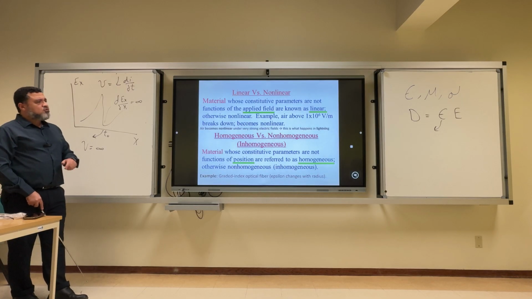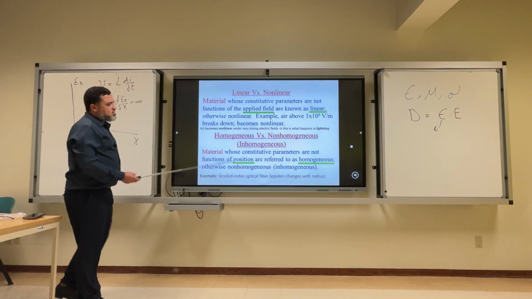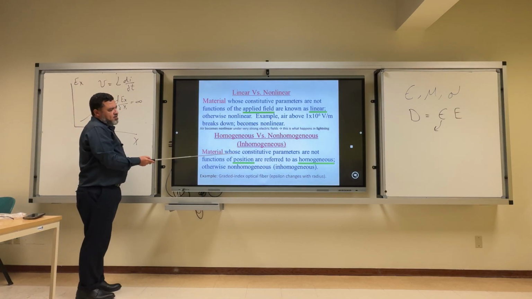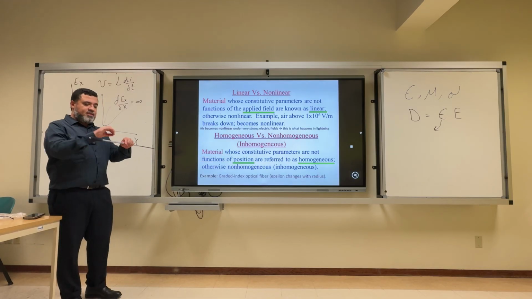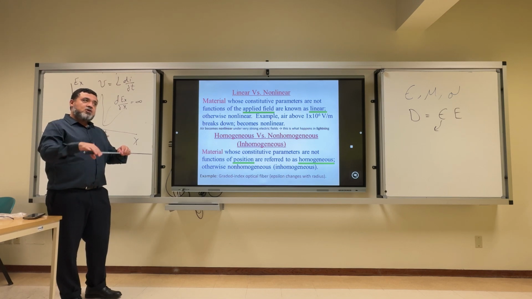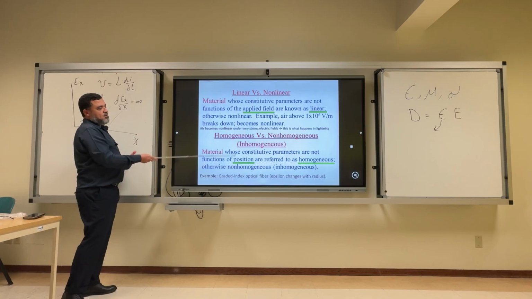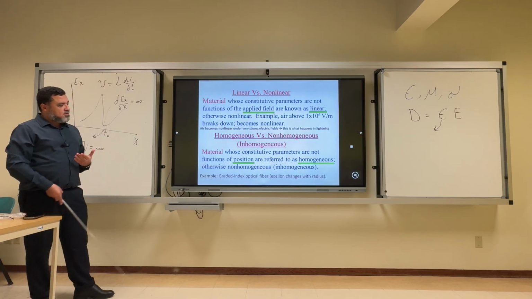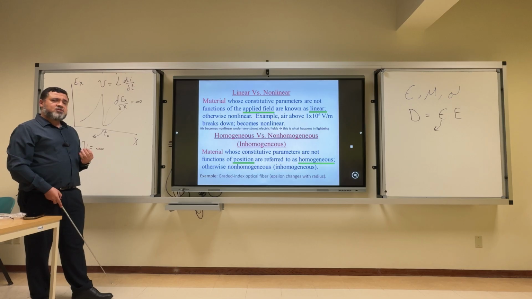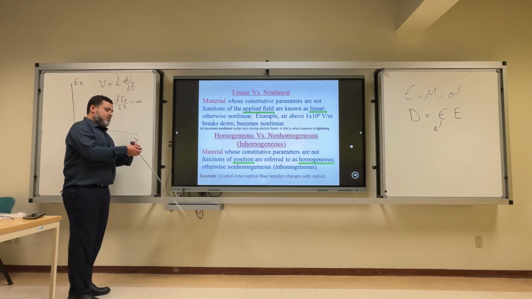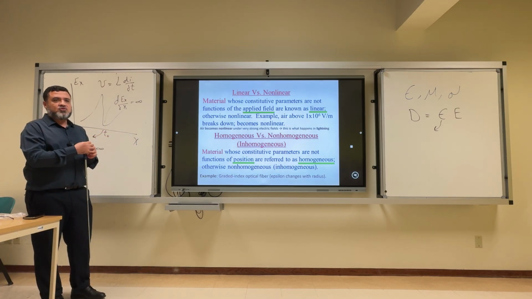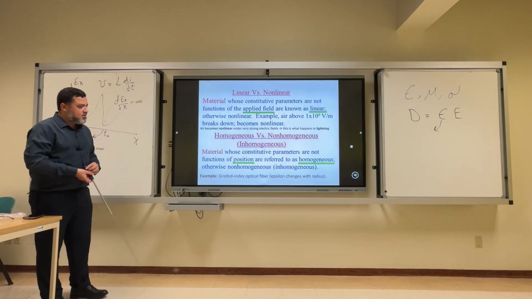We have also homogeneous and non-homogeneous. Homogeneous material means the constitutive parameters are independent of position, not a function of position. At any place in the material, you have the same epsilon, mu, sigma, like all the stuff around. In non-homogeneous material, the constitutive parameters depend on the position. What material is inhomogeneous? Graded index optical fiber. In optical fiber, based on the location, you will have different constitutive parameters based on the position in the optical fiber.